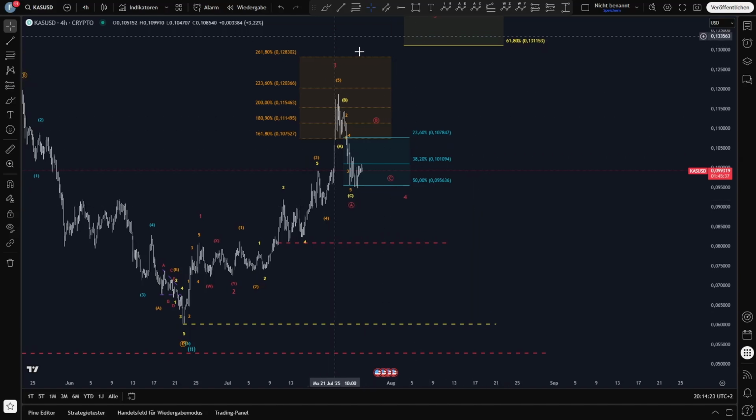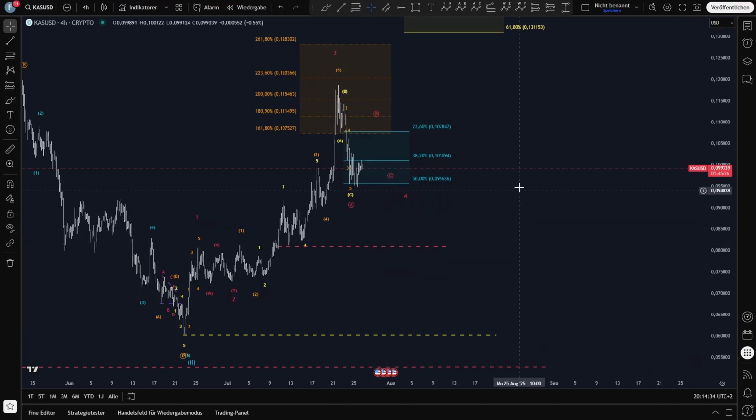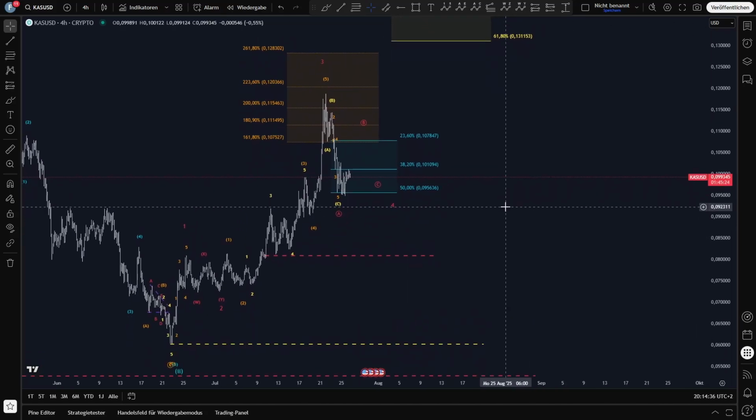The invalidation point for this 5-wave move to the upside is the red line, because the red line is at the height of this wave 1, and we aren't tracking right now a diagonal structure. So that would be our invalidation point.